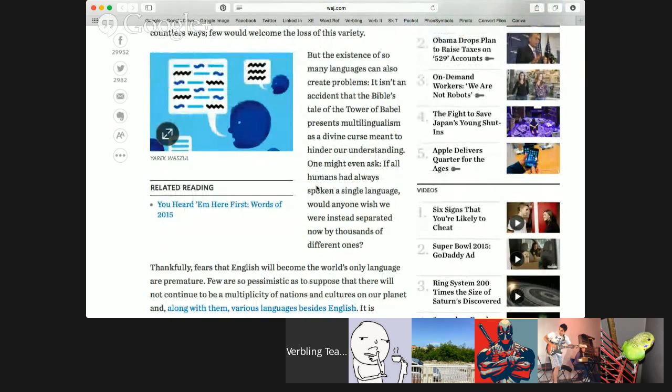But the existence of so many languages can also create problems. It isn't an accident that the Bible's tale of the Tower of Babel presents multilingualism as a divine curse meant to hinder our understanding. One might even ask if all humans had always spoken a single language, would anyone wish we were instead separated now by thousands of different ones?